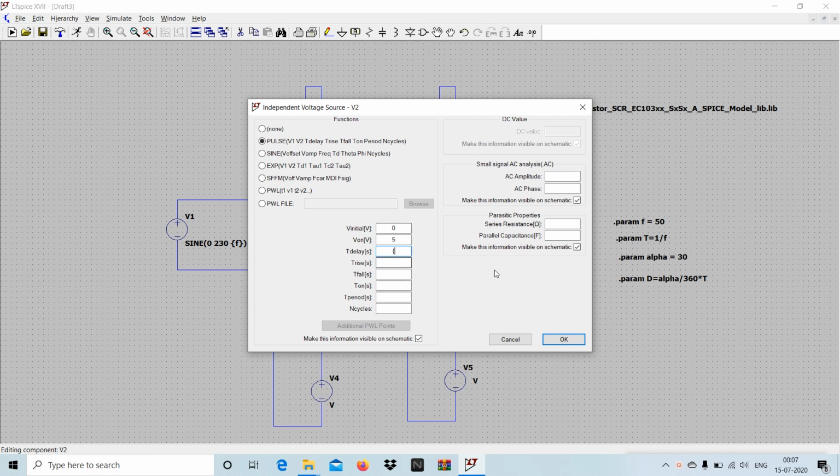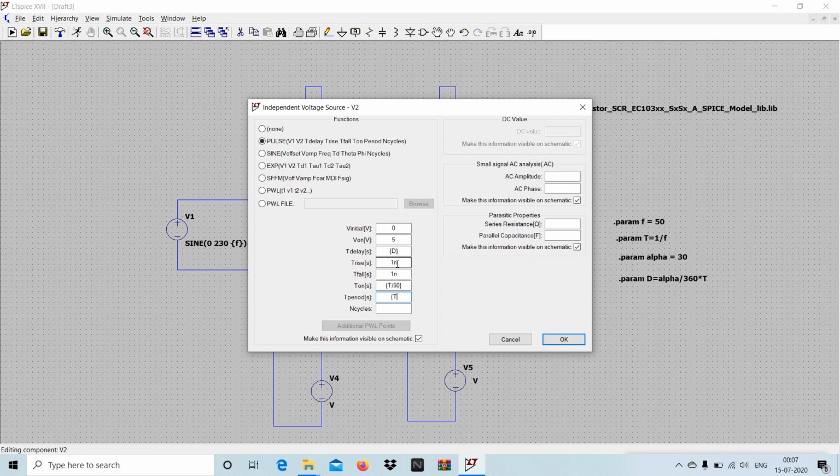If I'm using this kind of formula over here, I have to use a curly bracket. You have to be very careful, otherwise it will not take. I'm giving the rise time as 1 nanosecond. For the T on period I'm giving T divided by 50. This is the pulse width.